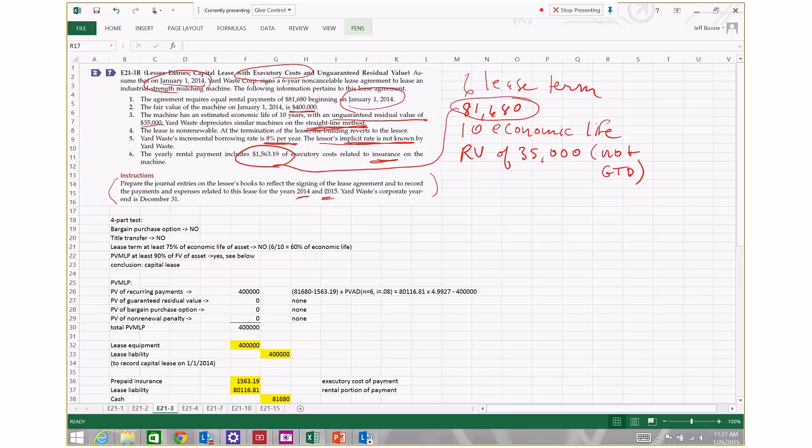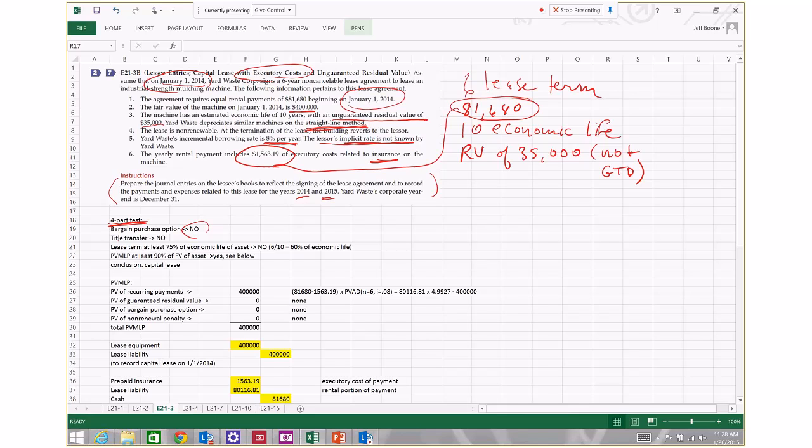Okay, so the first thing we need to do is figure out whether this is an operating lease or capital lease from the point of view of the lessee. To do that, we apply our four-part test. The first question to ask is whether or not there's a bargain purchase option in connection with this lease. Again, a bargain purchase option is an option that is granted to the lessee that allows them to purchase the property at the end of the lease term at a price less than the fair market value of the property. There's no indication that that's present here.